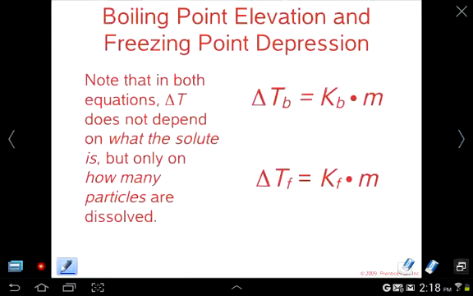So, putting them both together, we can actually do some calculations with them. And again, to re-emphasize, the delta T does not depend on what the solute is. You can put salt in there, you can put sugar in there, really any solute in water, and it depends on how many particles you have.